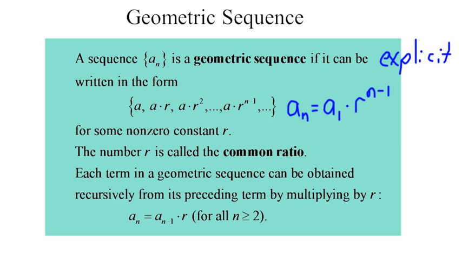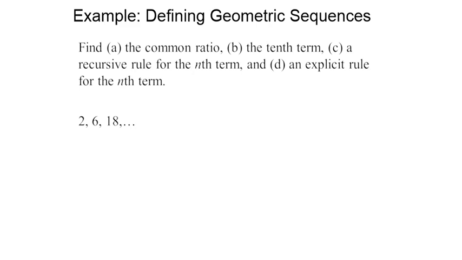If you look down below, we also have one for the recursive rule, which is going to be a sub n is equal to a sub n minus 1, the previous term, times r, which is the common ratio. In this example, we have the infinite sequence 2, 6, 18. This is going to be a geometric sequence because we're multiplying by the same value each time.